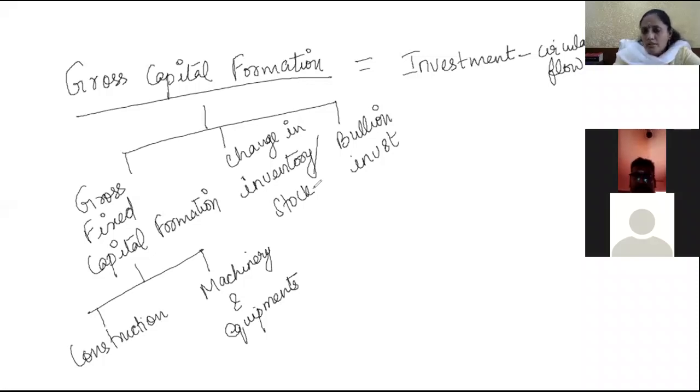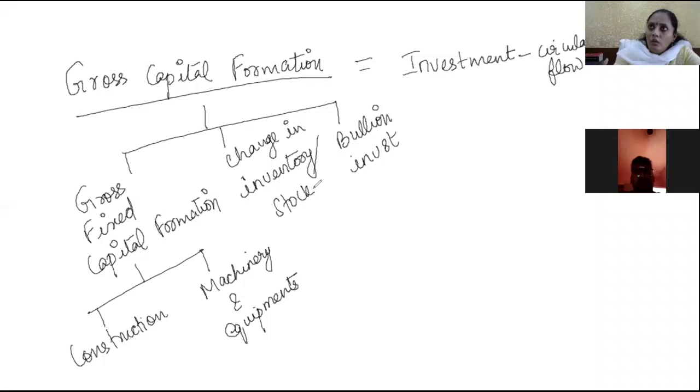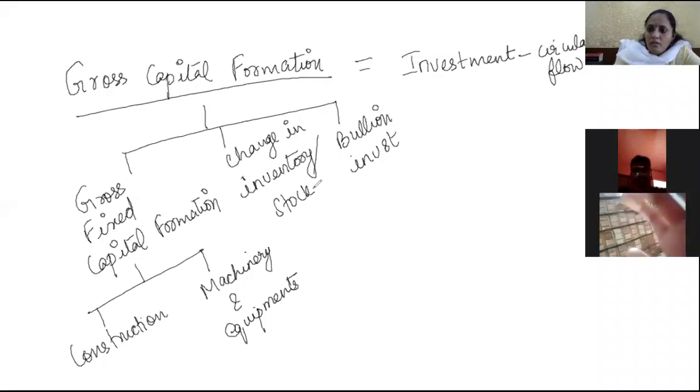So that is also taken as a gross capital formation. And the third thing is the bullion investment. Bullion means if we are going to buy or invest in rare metals like platinum, or you're buying gold and keeping it in the form of an investment. So these are the things which will be the third category.